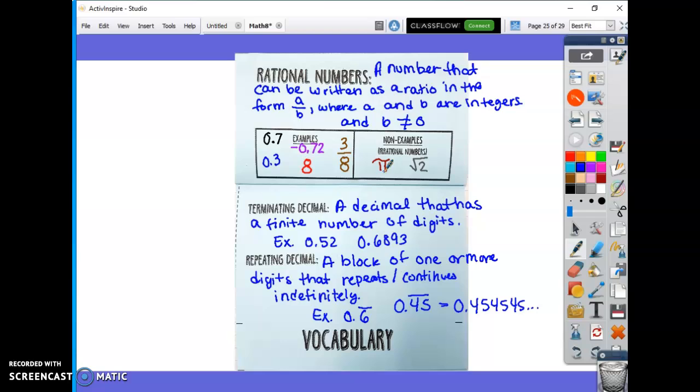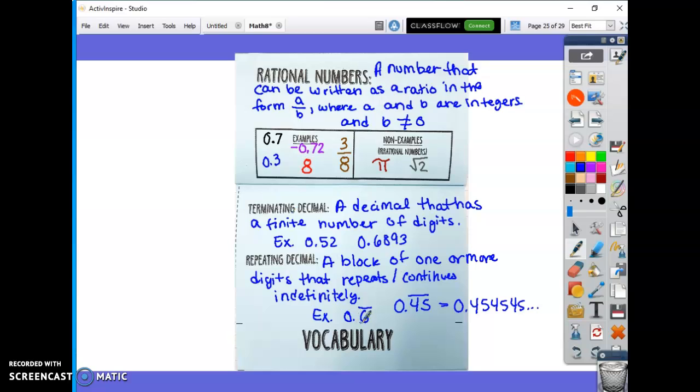A couple of other words, terminating decimal and repeating decimal. A terminating decimal only has a finite number of decimal places, so 0.6893. It ends right there, right? We know where it ends, so that's a terminating decimal. And then a repeating decimal is a block of one or more digits that repeats or continues indefinitely.